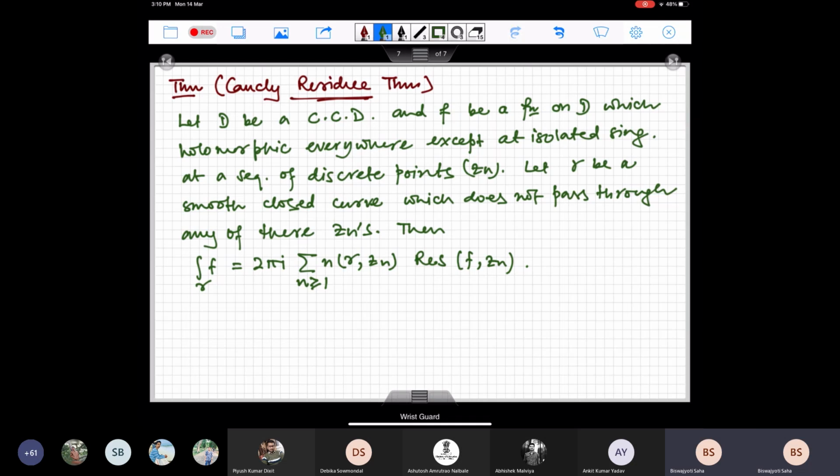No, that's not the case. Residue could be at many places. There could be infinitely many points where the function is not holomorphic. I am allowing that, so that is allowed.